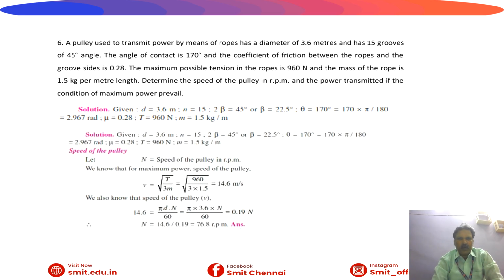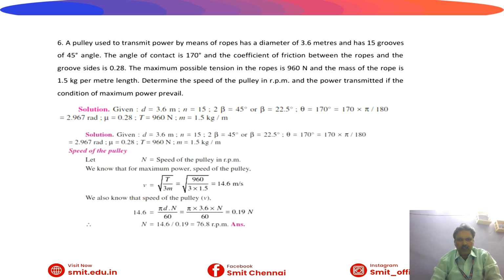A pulley used to transmit power by means of ropes has a diameter of 3.6 meters and has 15 grooves of 45-degree angle. The angle of contact is 170 degrees and the coefficient of friction between the ropes and the groove sides is 0.28. The maximum possible tension in the rope is 960 Newton and the mass of the rope is 1.5 kg per meter length. Determine the speed of the pulley in RPM and the power transmitted if the condition of maximum power prevails. From this problem, we are going to gather the given data first of all.